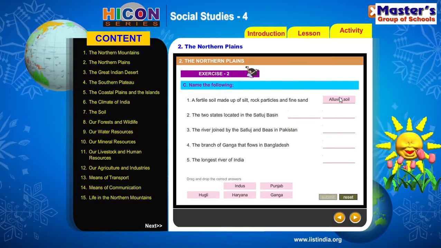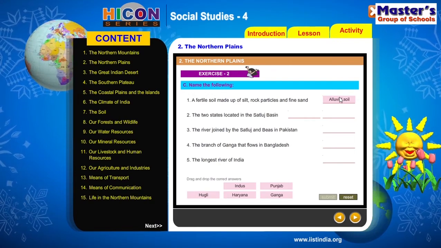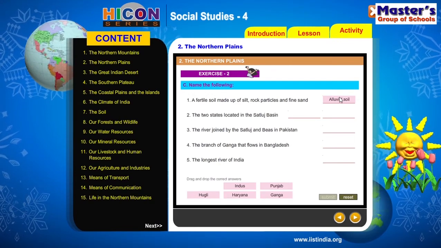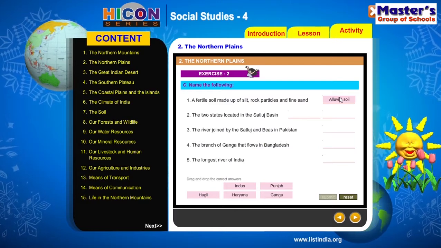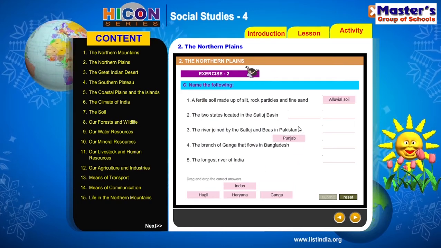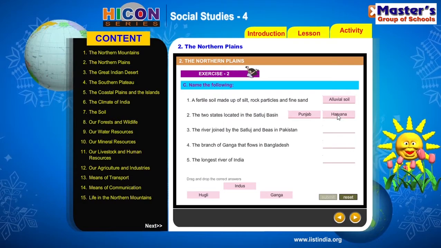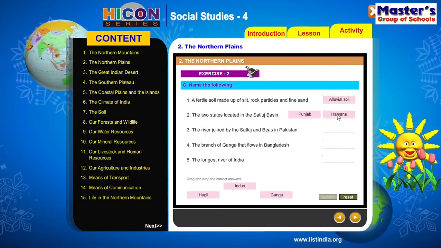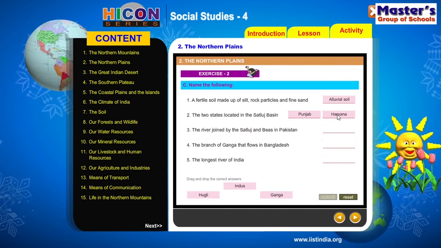Second one, the 2 states located in the Satluj basin. In the northern plains, on the northwestern side of India, we have the Satluj basin. The states that lie in that region include Punjab and Haryana. So Punjab and Haryana are the states in India which lie in the Satluj basin.